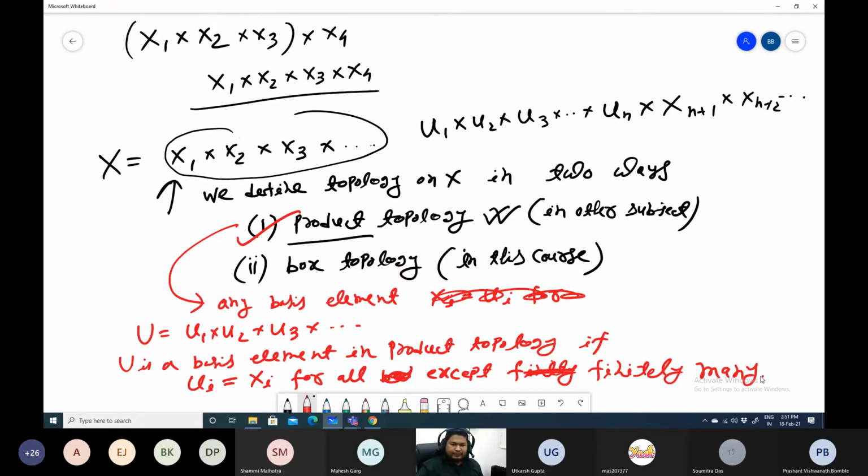Okay, that means if you take any U where U1 cross U2 cross U3 and so on, then U will be a basis element of the product topology if Ui equals Xi, that is the whole space, for all except finitely many. That means only finitely many components in this product will be open sets, and the remaining components will be the whole space.